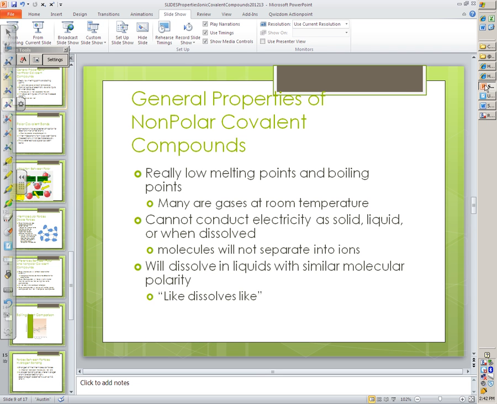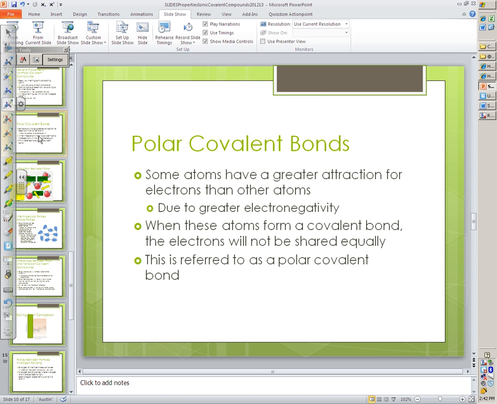Because the next thing we talk about is polar covalent bonds, right? So, generally speaking, what do we know about polar covalent bonds? Matt, go ahead. The electronegativity is different between them, so one has a greater attraction for electrons than the other one. Good. There is a greater attraction for electrons between one of those atoms than the other atom. One wants electrons more than the other one, and that means they're not going to share those electrons equally.